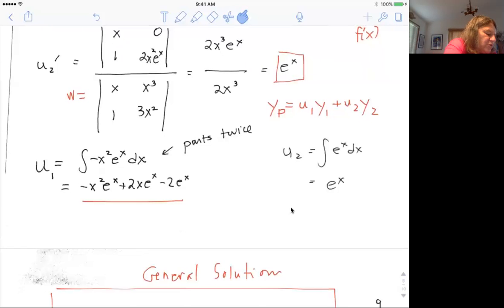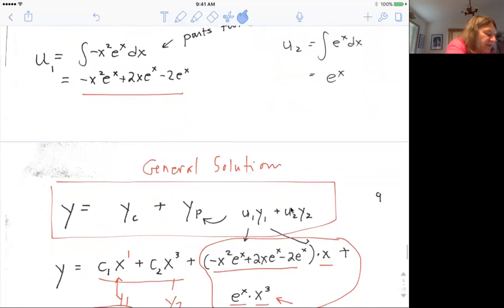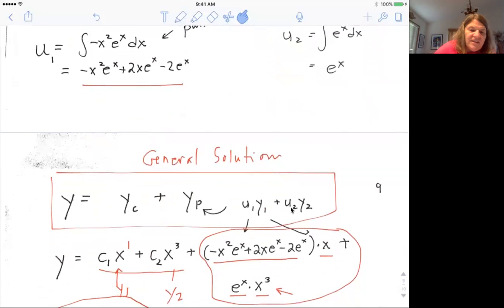The general solution ended up then looking like the yc, which was right there. And then the yp was the u1 that I found times y1. And the u2 was e to the x times x cubed. Multiply it out and gather up terms, and then you've got the answer.